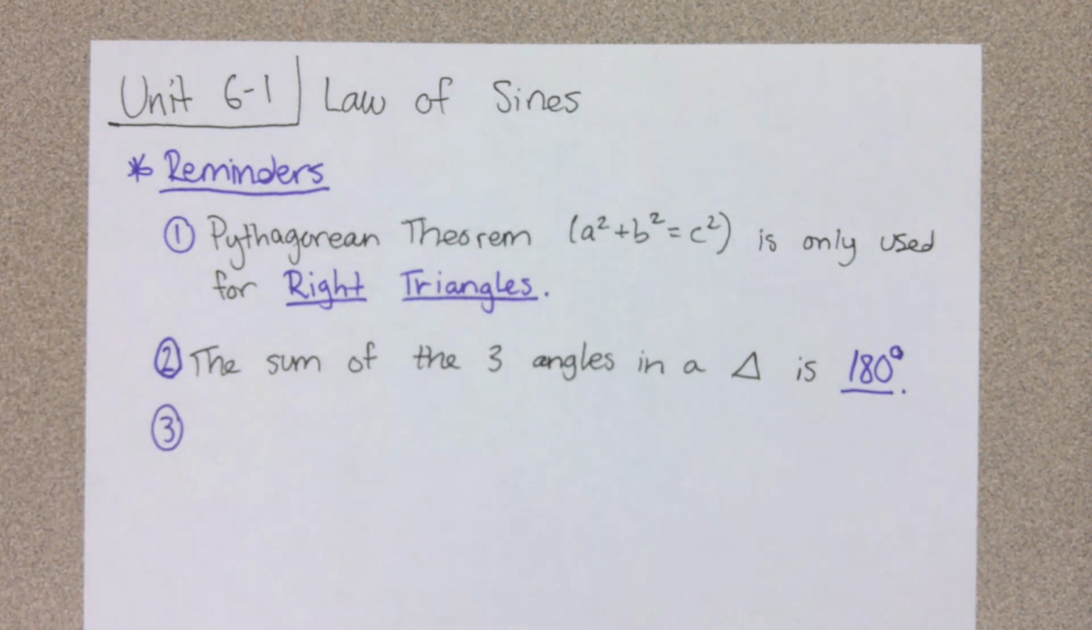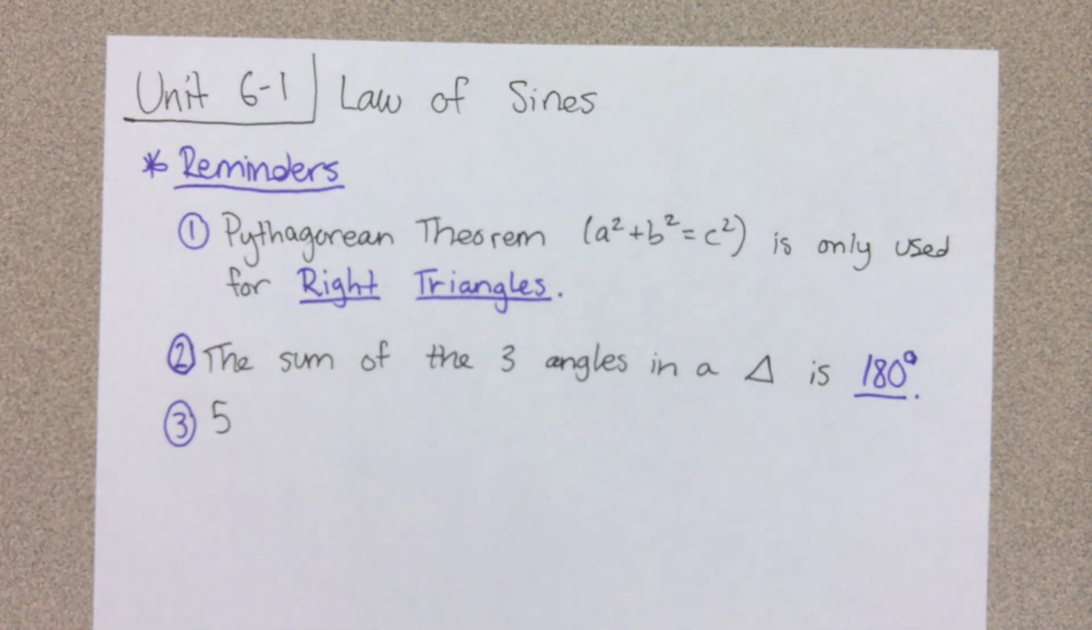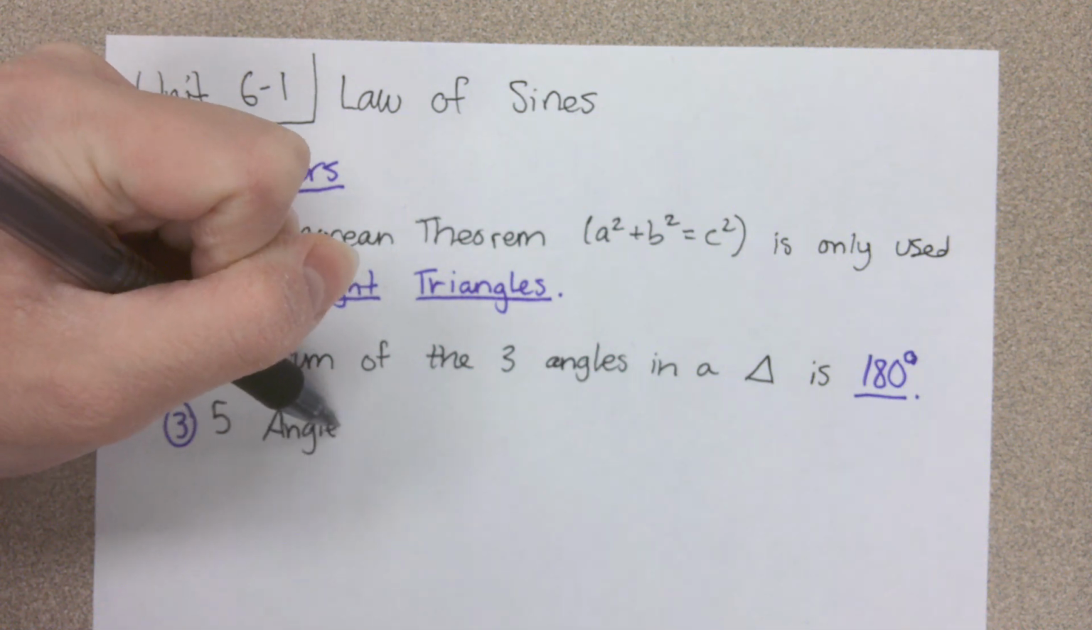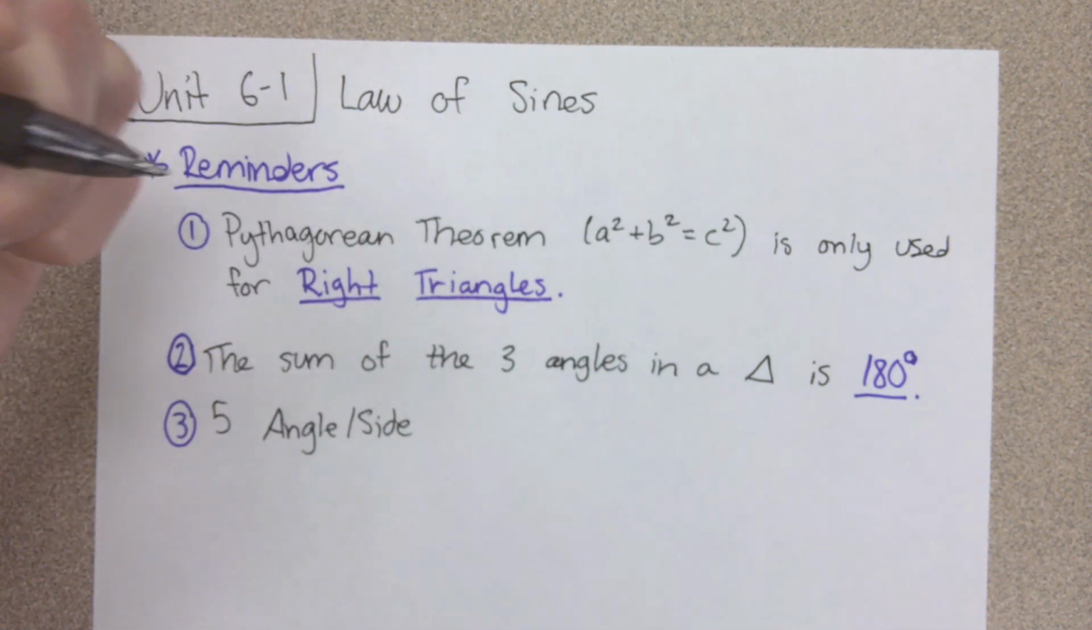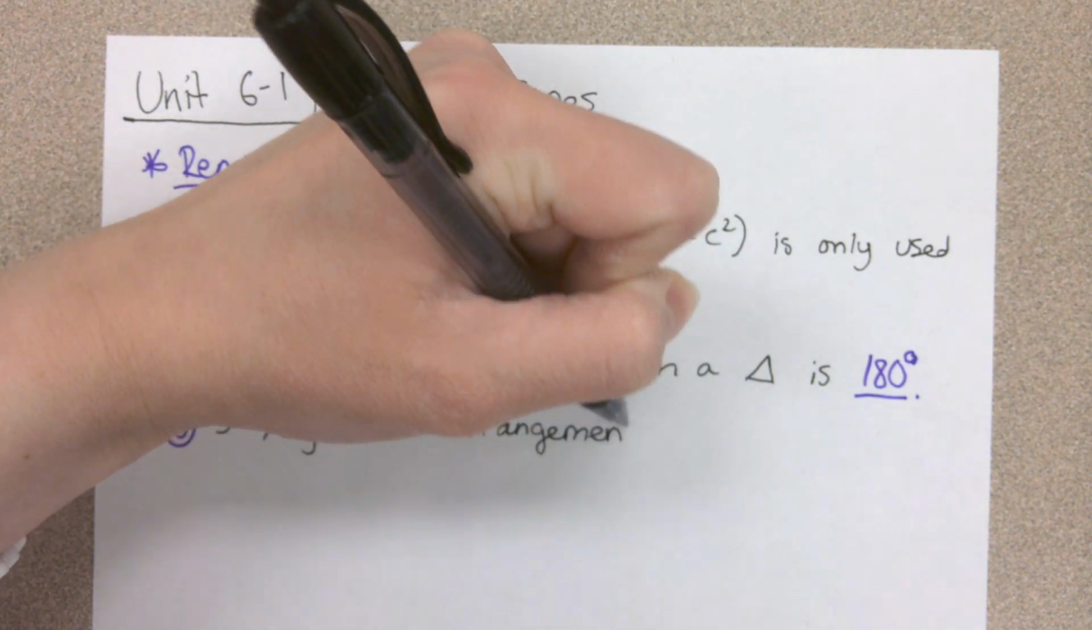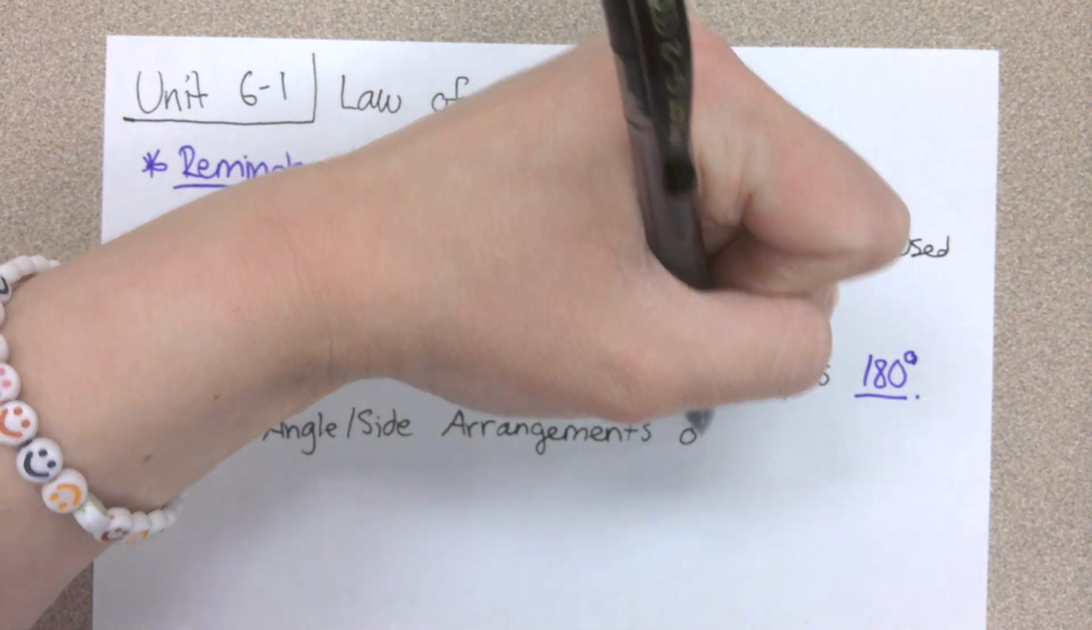Third item. And before I write this one down fully, the context for this is going to be a little different. When you first learned these were ways to prove two triangles congruent. That's not how we're going to use them for this class. We're just going to notice how the information in the triangle is arranged. So we had 5 angle/side arrangements of a triangle.